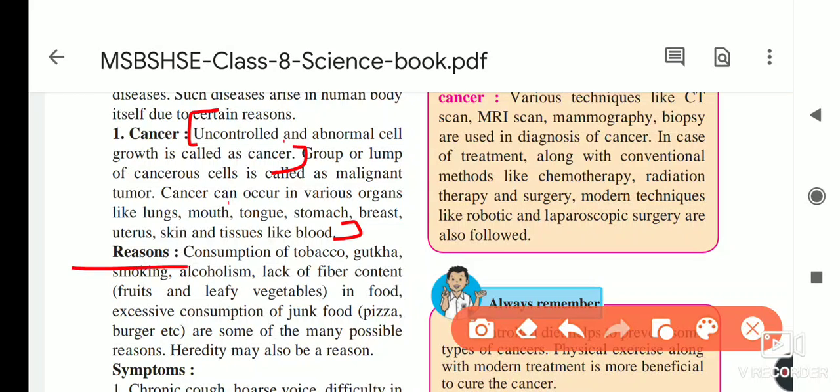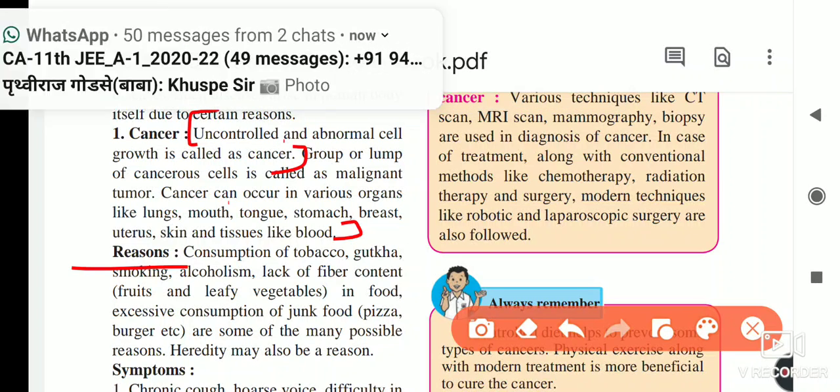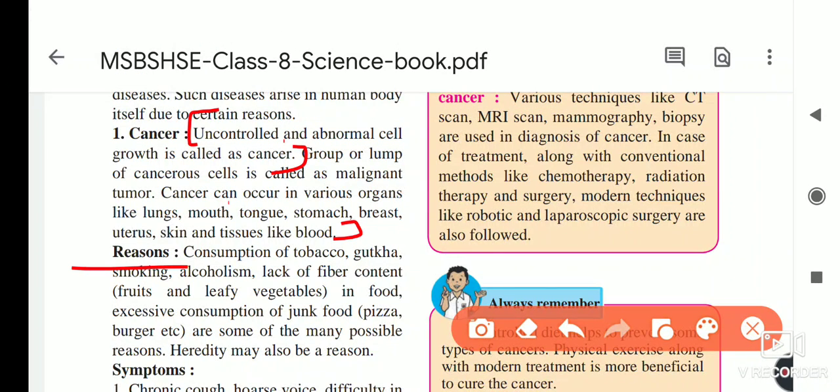Then write the reasons for cancer: consumption of tobacco, hookah, smoking, alcoholism, lack of fiber content, fruits and leafy vegetables in food, excessive consumption of junk food like pizza and burger are the reasons. And heredity is also one of the reasons for cancer.